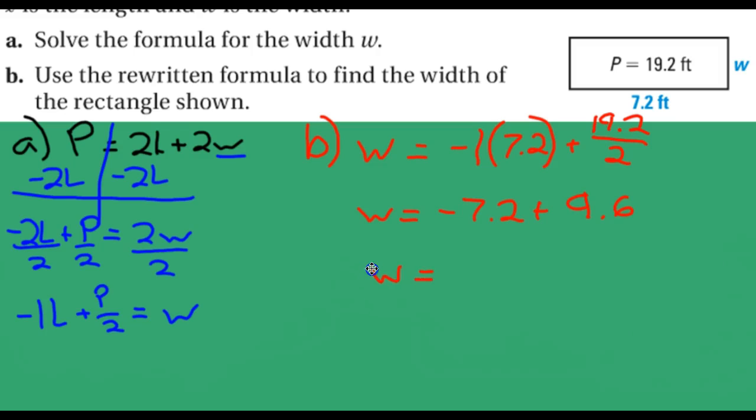So W equals negative 7.2 plus 9.6. And that gives me positive 2.4 feet. So our width for this problem is 2.4 feet. That's right up here.